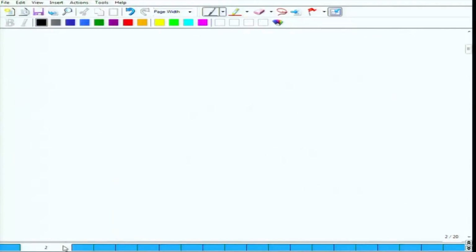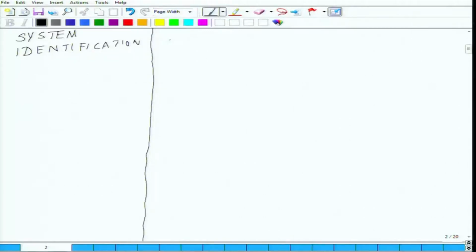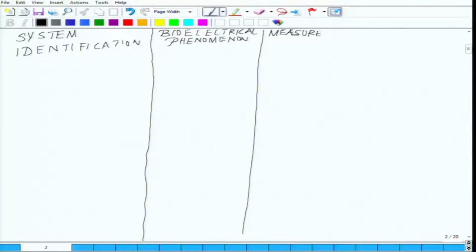Okay. So, to start off, as I told you, the first step will be system identification. After the system identification, we will move on to the bioelectrical phenomena of that system. Next, we will talk about the measurement techniques, and then we will talk about the advanced applications.